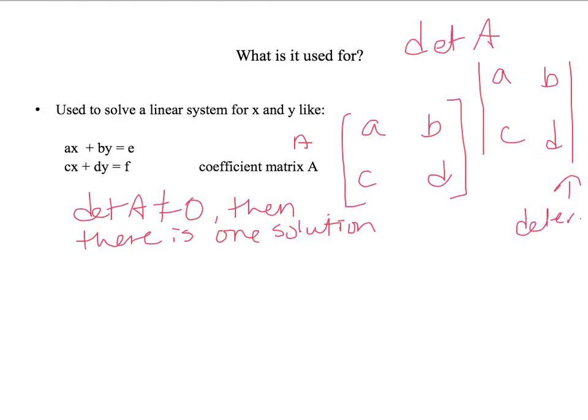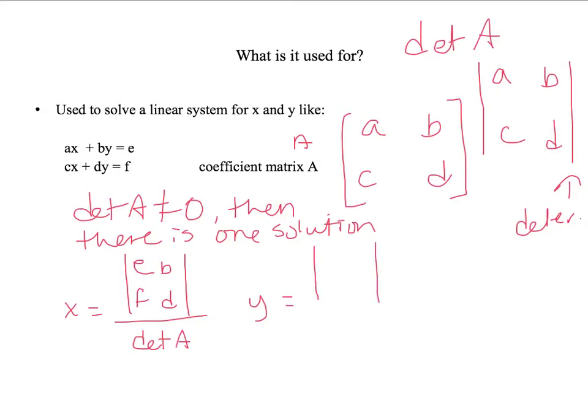So that is critical, because if I want to find x, this is all plug and chug, okay? I find the determinant of the matrix e, b, f, d, and I divide that by the determinant of A. Similarly, if I want to find the solution to y, I find the determinant of the matrix a, e, c, f, and I divide that by the determinant of A. Okay, are you confused yet? No, of course you're not. Let's do an example here.